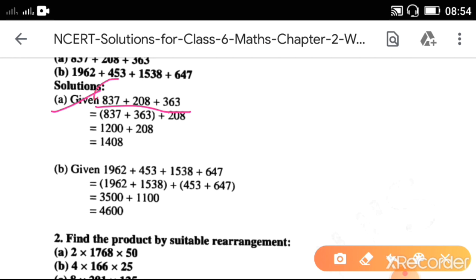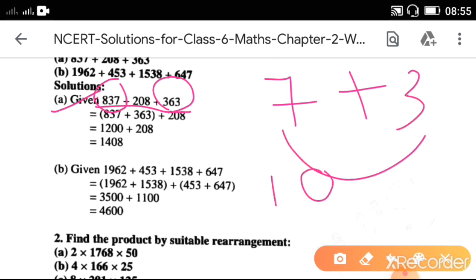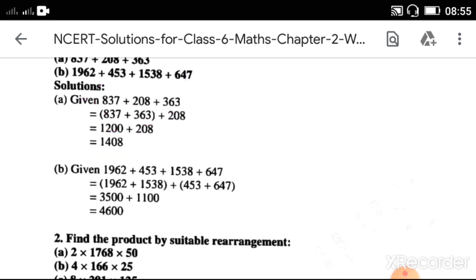You can see 837 and 363. Unit place is 7 and 3. So 7 plus 3 you will get 0 at the unit place after adding them. After adding 837 and 363 you will get 1200. Now this 1200 you can add to the 208. That will be easy for you. So like that you have to rearrange the numbers and then add. You can add 837 and 208 also, but it will take time.